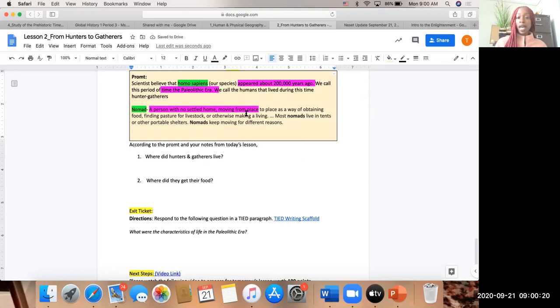So after I have my evidence to pull from, I can quickly answer my two questions here that will lead me to the exit ticket. All right, where did hunters and gatherers live? If you need to go back and read it because you realize you didn't highlight that as a piece of evidence, go ahead and go back and read it. So let's see, hunters and gatherers, here it is. I found the piece of evidence right there. They lived in tents or other portable shelters, okay? Where did they get their food?